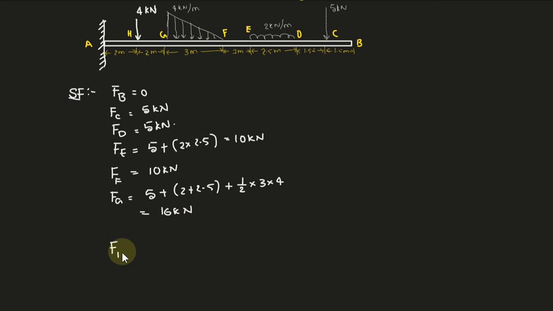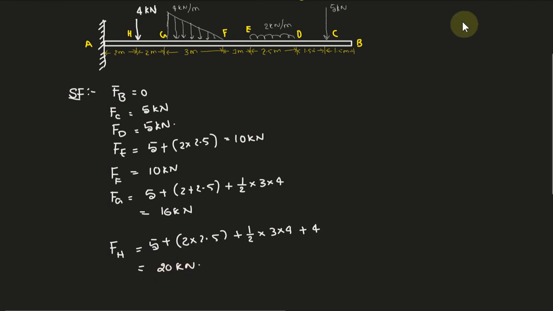And we need to find out shear force at H, the point H. Again we need to sum up all the loads from the right up to H. That is 5 kilonewton plus this UDL spread over 2.5 meters, that is 2 into 2.5, plus the area of this triangle, the uniformly varying load, half into base into height, plus 4 kilonewton. You can directly add to this 16 also, but in order to make it clear, I am telling all this. Okay, that is total, you will get 20 kilonewton.